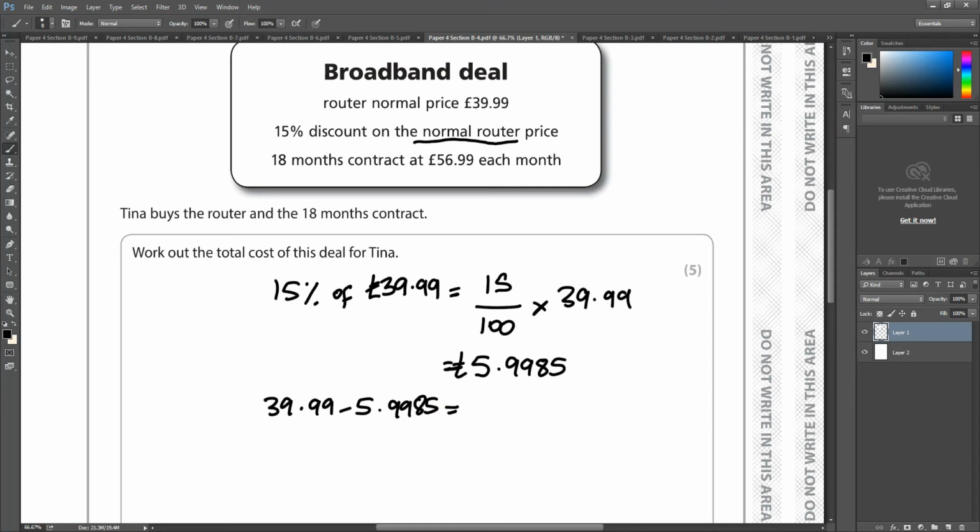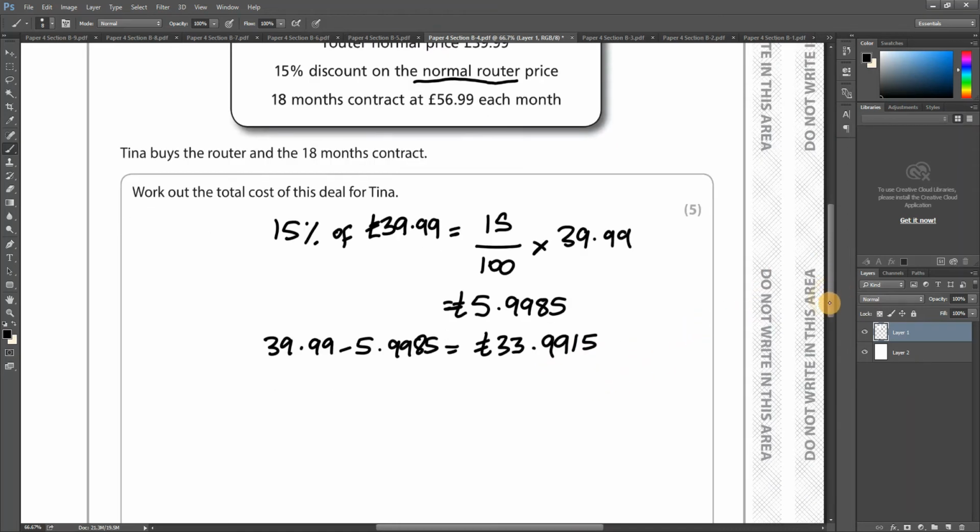Let's just type that in the calculator. Right, you should get 33.9915. So shall I round it now? Yeah, let's round it now. So that's going to be, to the nearest penny, £33.99. So if you got £34 as your answer, technically you would be wrong. You'd be a penny off. I know it's just a penny, but still we have to be as accurate as possible.